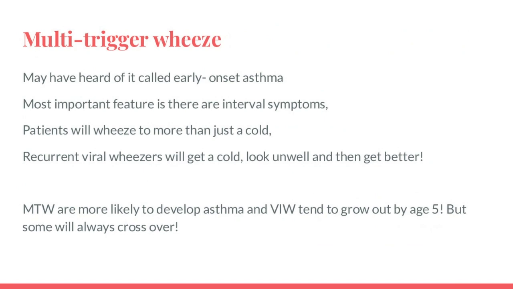If it's someone with viral wheeze, so recurrent viral wheezes, they'll get their cold, they'll look unwell, and then they'll get better. Whereas your multi-trigger wheeze, they don't have this pattern of getting unwell and then getting better. They have these on and off phases of wheezing. And just a note there at the bottom, multi-trigger wheeze are more likely to develop asthma as they grow up. Viral induced wheeze, they tend to grow out of it by age 5. But again, just be careful. There'll always be some crossover, and you'll always have some that don't follow the rule.